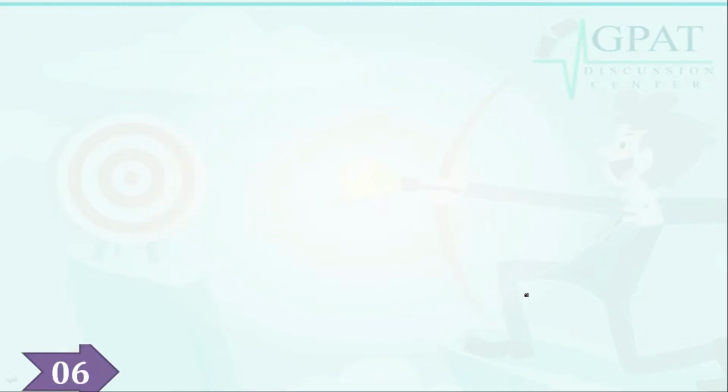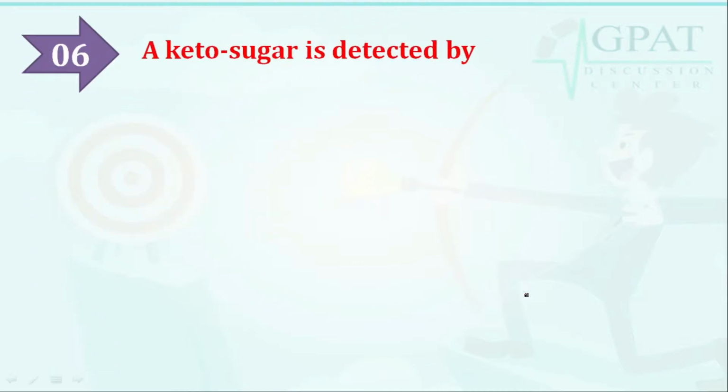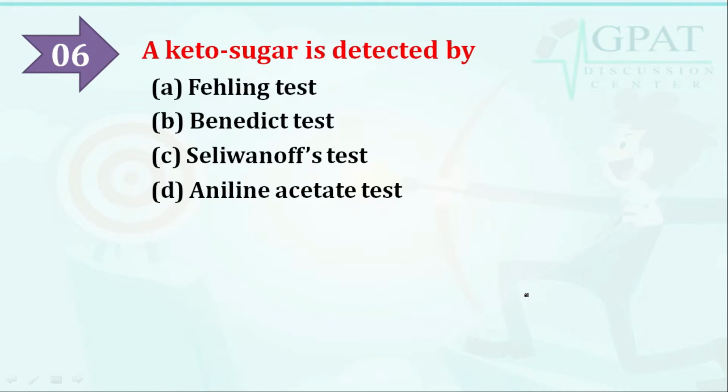Moving on to the next question: a keto sugar is detected by, and the options are: option A Fehling's test, option B Benedict's test, option C Seliwanoff's test, option D aniline acetate test. So which is the correct answer, a keto sugar is detected by which test? So the correct answer is Seliwanoff's test. A keto sugar is detected by Seliwanoff's test.